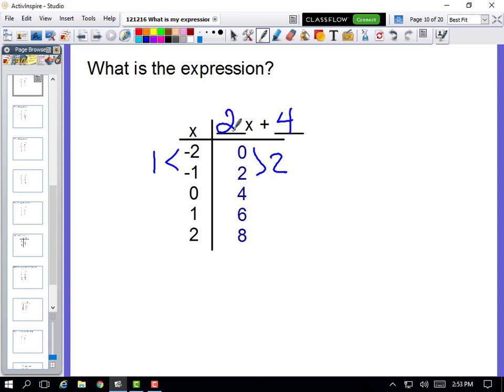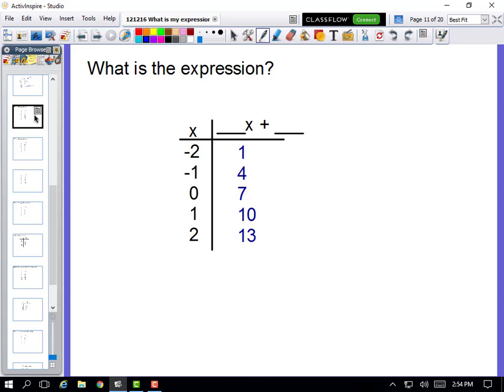Now, an intelligent person will always check their expression just to make sure that it is correct. So we take any one of the x values that we have, and we plug it in. I'm going to take this 2 value right here and plug it in right there. So 2 times 2 plus 4, does that equal 8? And yes, it does. So that expression is correct. So let's do one more like that, and then we'll kick it up a notch.